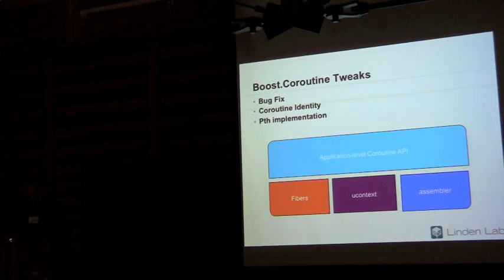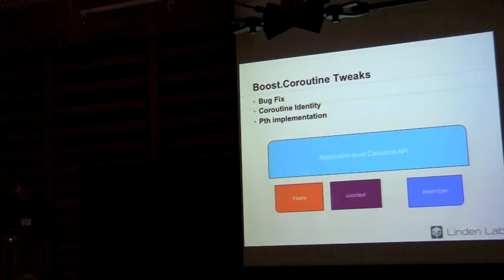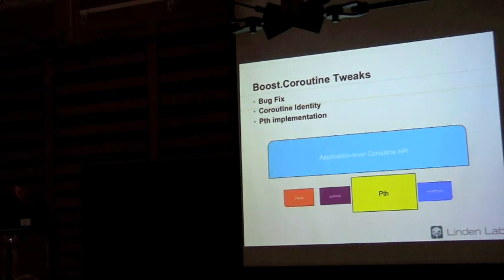At the time, it was important to us to support Mac OS X 10.4 Leopard, but OS X 10.4 did not yet support POSIX uContext. We added a PTH implementation to the underlying context switching layer.